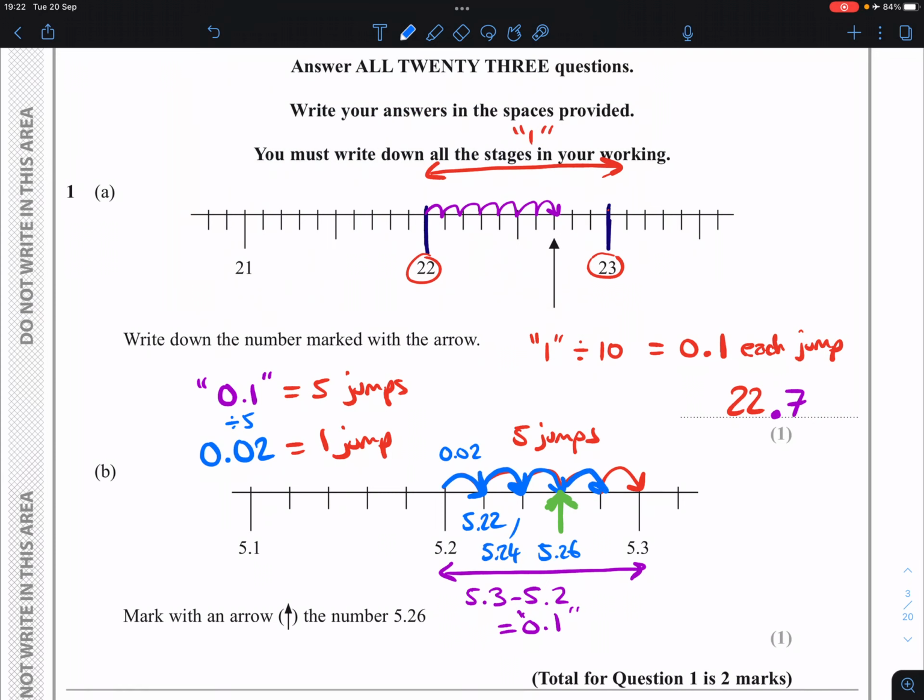If we go one more jump here, it takes us to 5.28, and then another jump would take us to 5.30, which is just the same as 5.3, which is what they already have there. So, all that aside, let's just erase that. To answer the question, that green arrow is in the right place, and we're done.